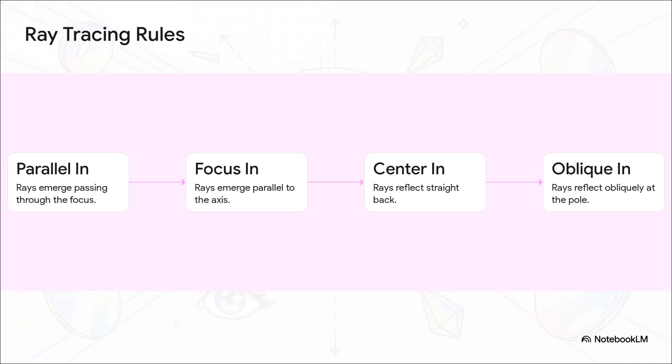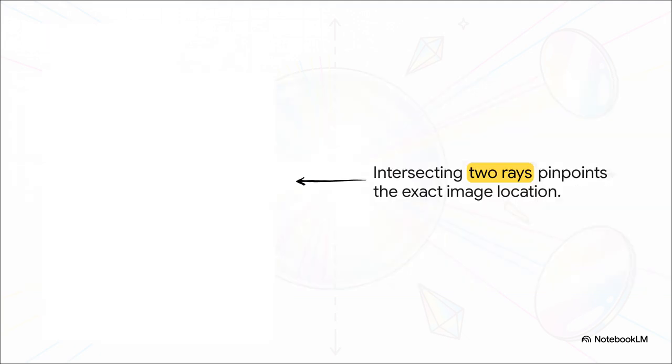Any ray passing through the center of curvature bounces straight back along its exact same path. It's just simple, elegant geometry, perfectly following the basic laws of reflection. So, how does all this build visually?